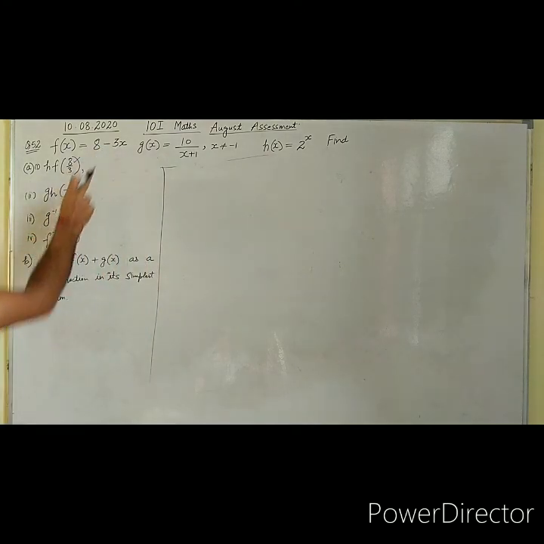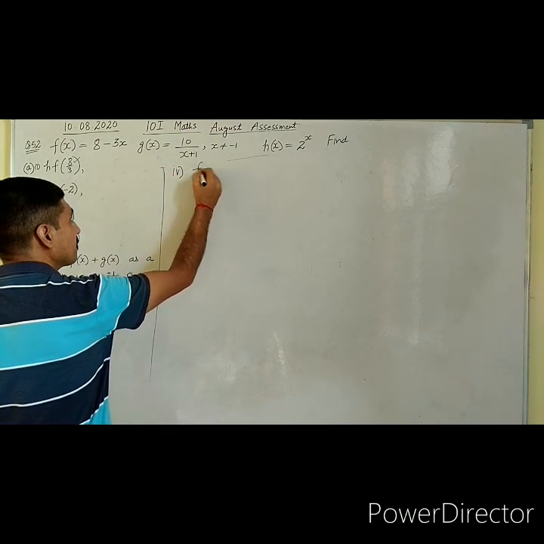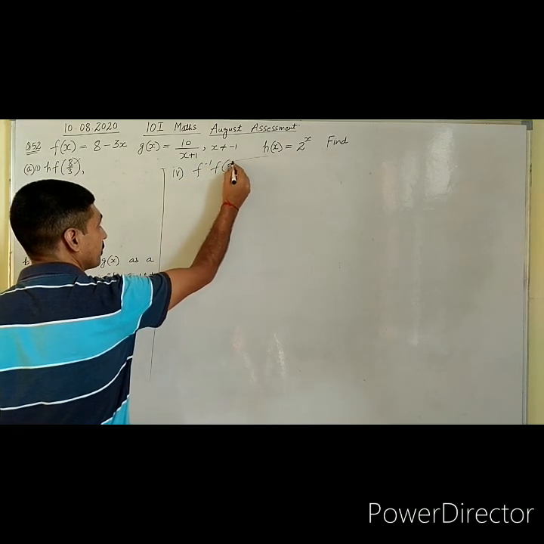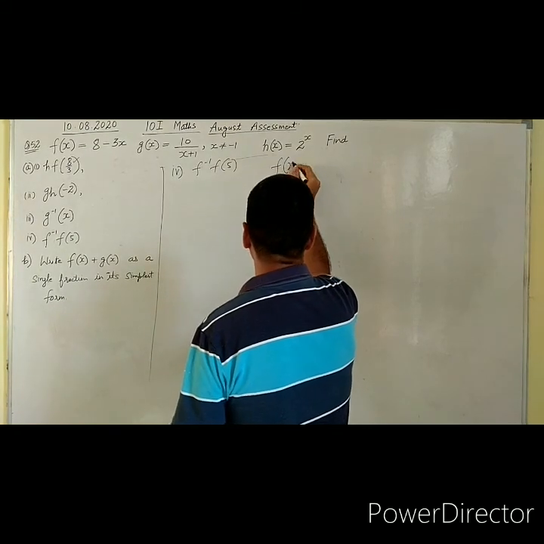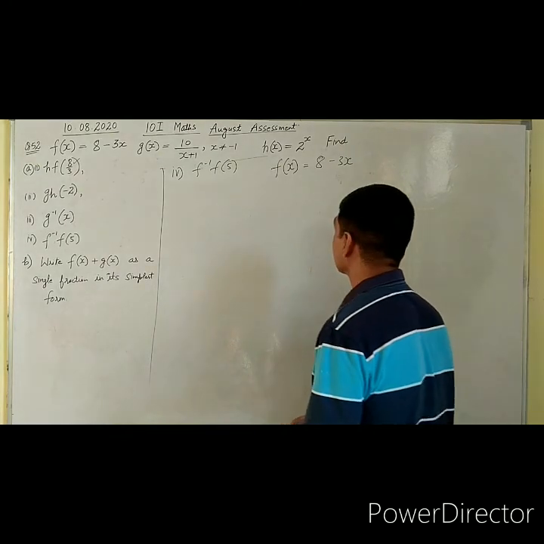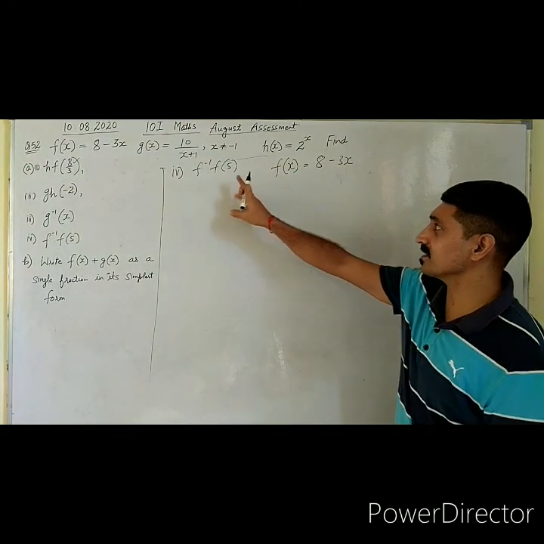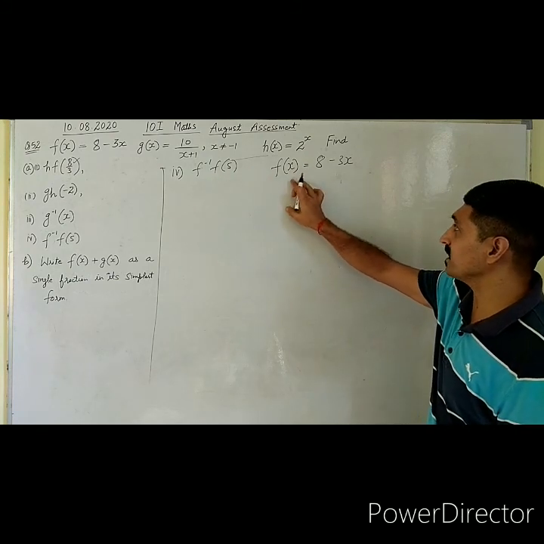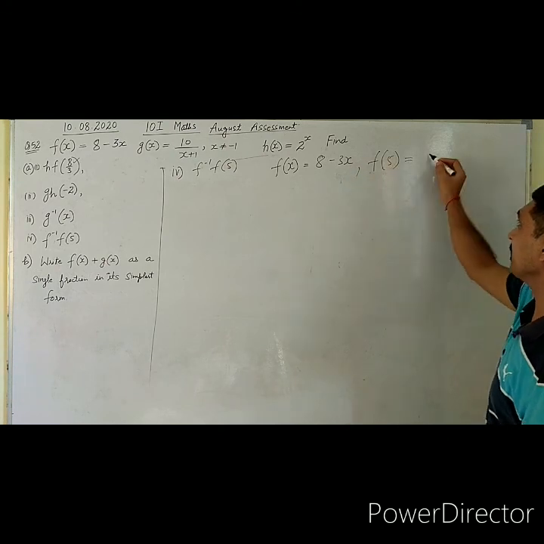f(x) is 8 minus 3x, and now we want to find the fourth part, that is f inverse of f at 5. So what is the value of the function? If the function f(x) is 8 minus 3x, then to find the inverse of this function, there are two things. One is, what is the value of f at 5.